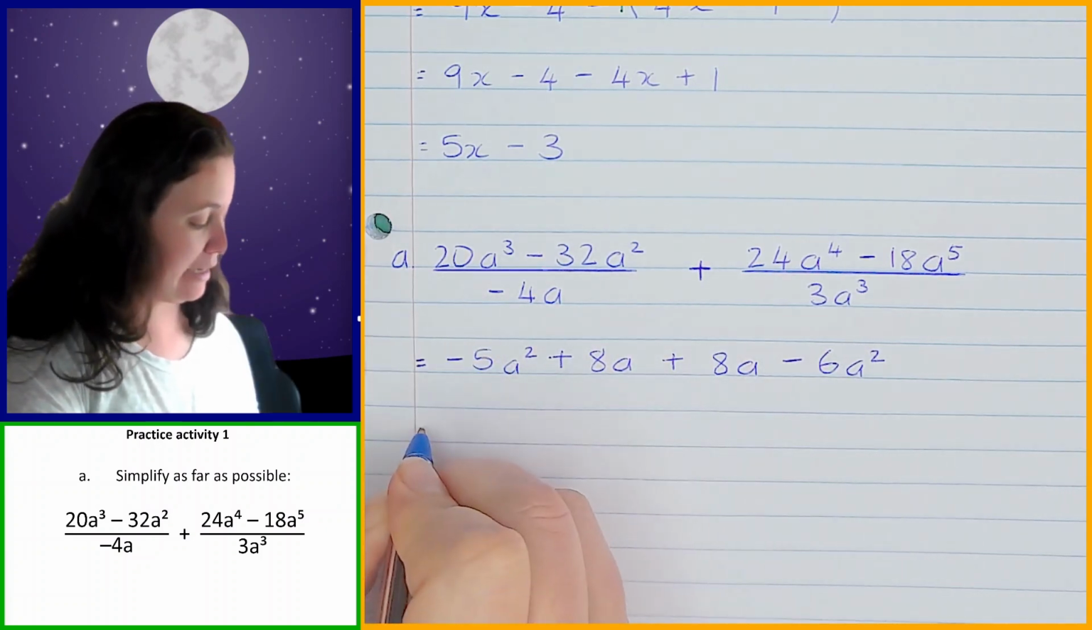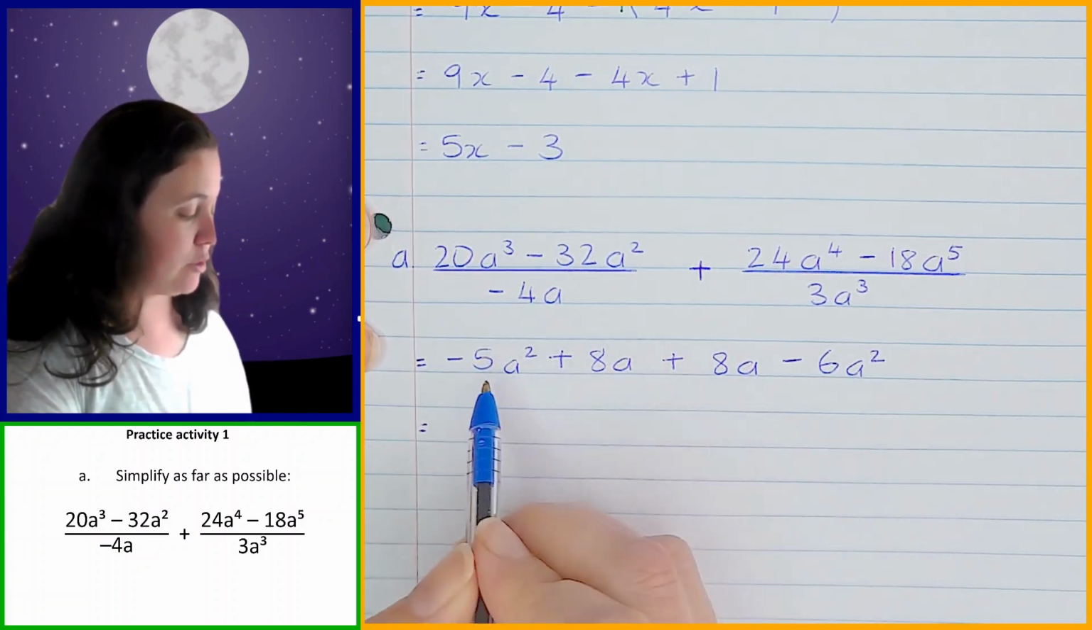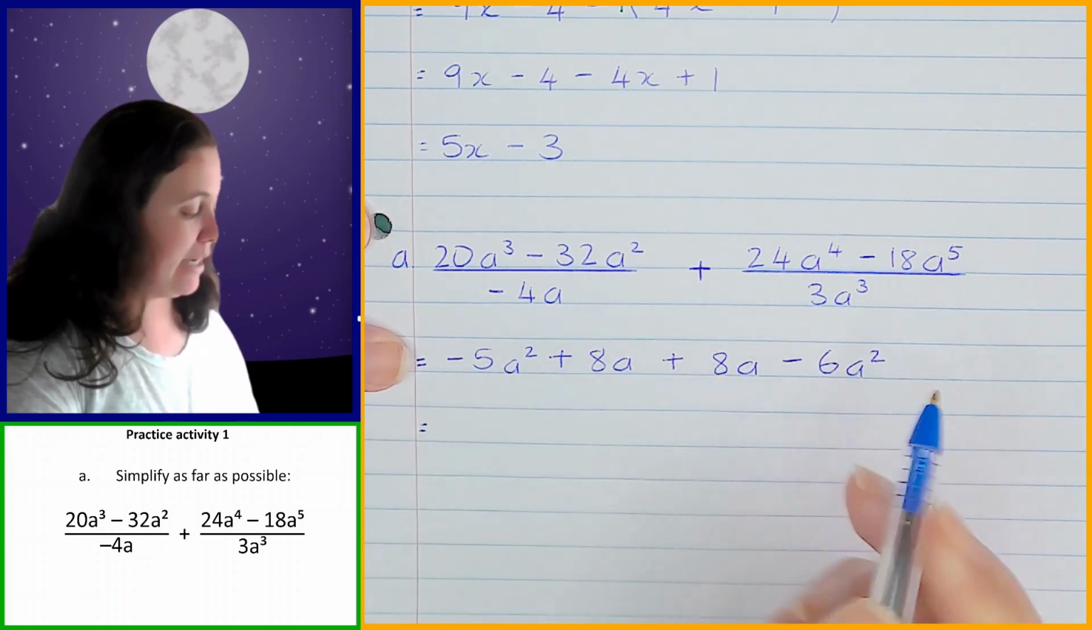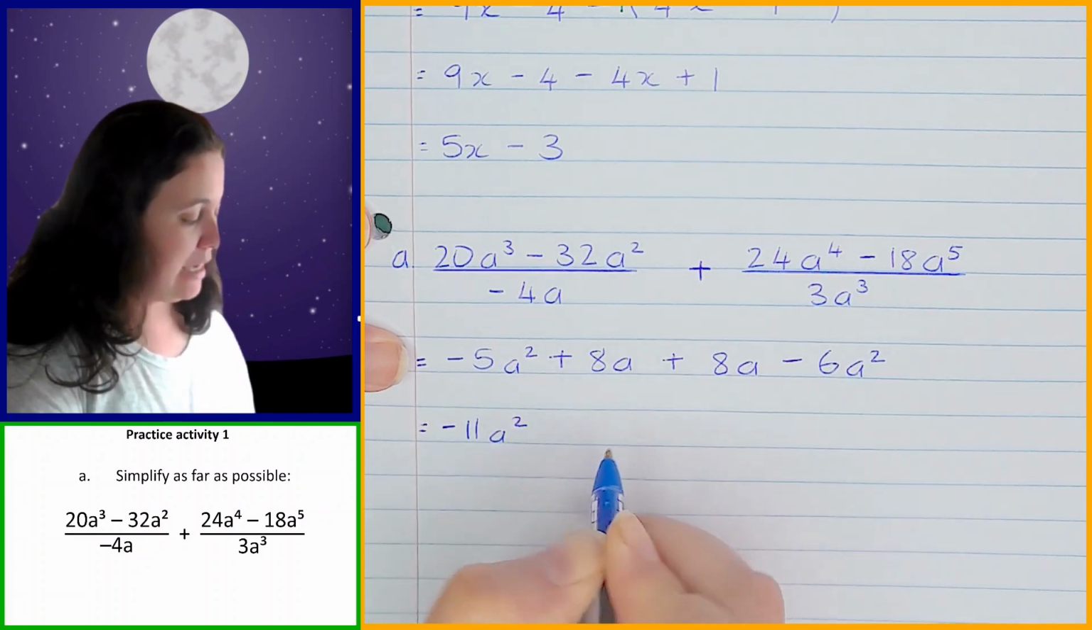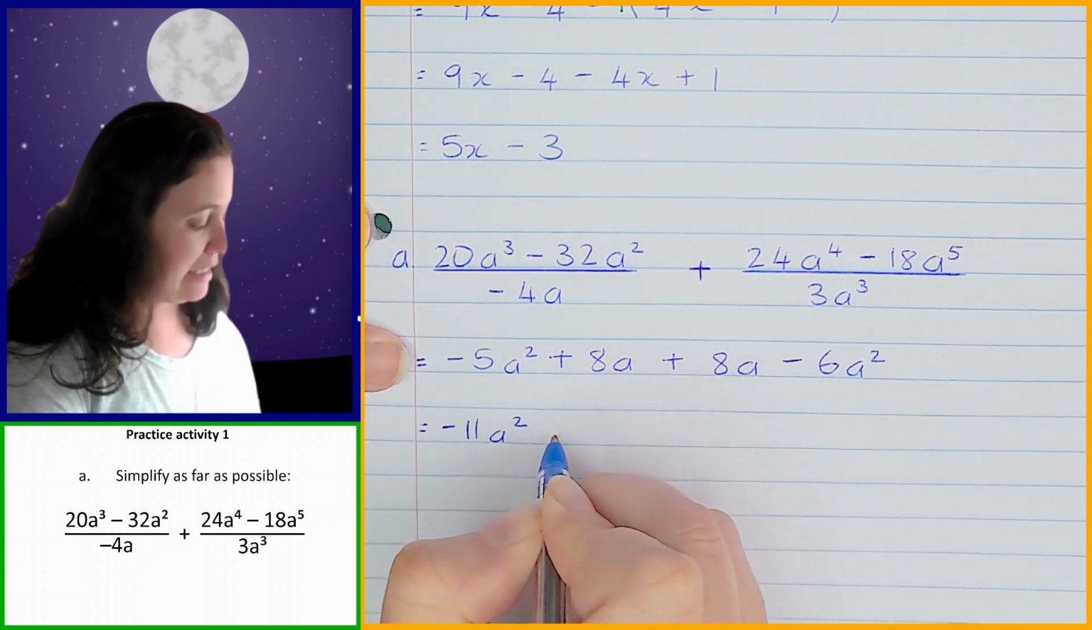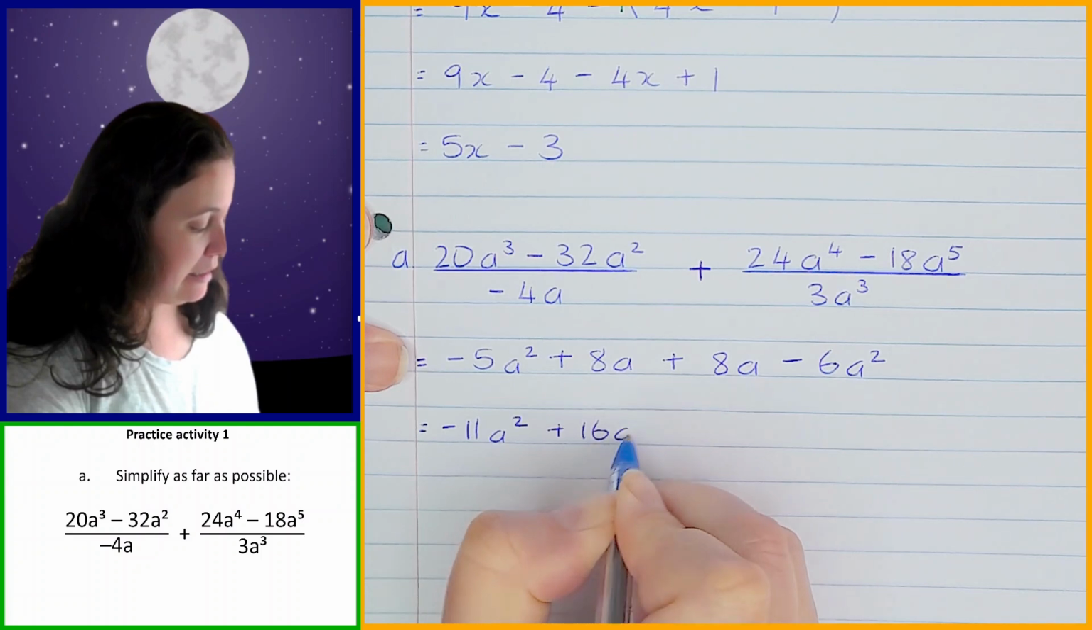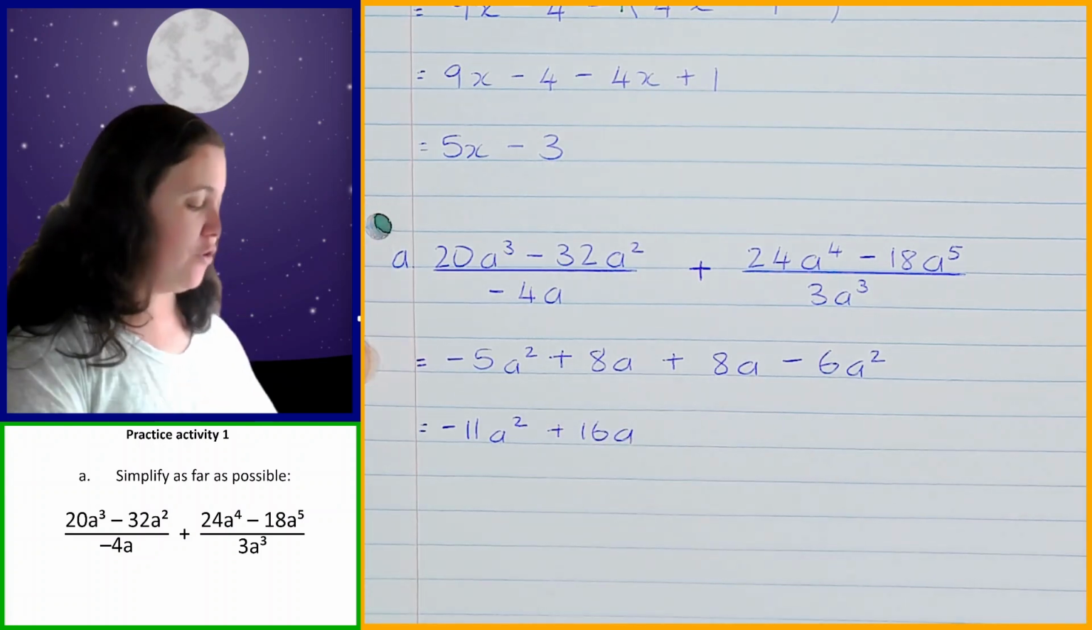Now we're going to go and simplify by collecting and combining our like terms. So we've got negative 5a squared minus 6a squared. That gives me negative 11a squared. And then 8a plus 8a is plus 16a. So that's what you should have got for question A.